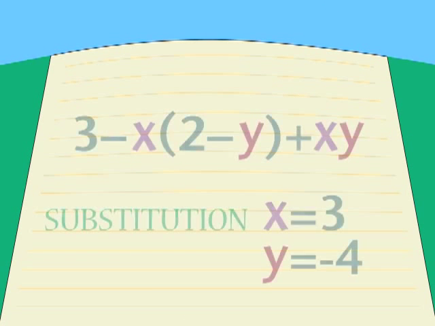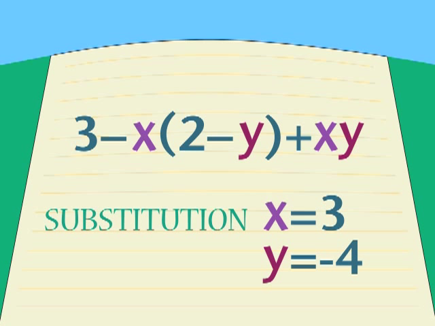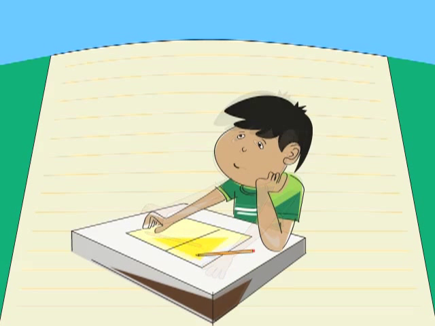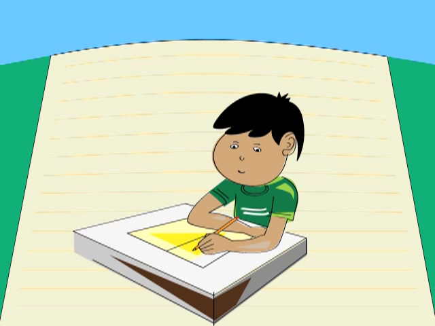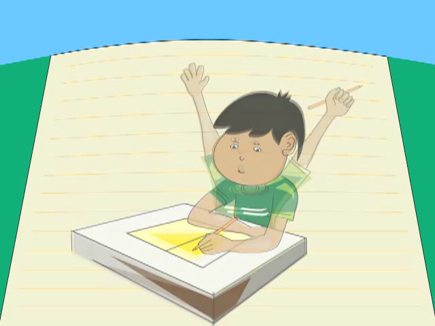For practice, take a look at this one. And just to make it interesting, we'll substitute for 2 letters instead of 1. Give x a value of 3, and give y a value of negative 4. Don't panic. By systematically working step by step in the right order, you'll get the answer. Pause the player, and when you're ready, we'll work through it together.